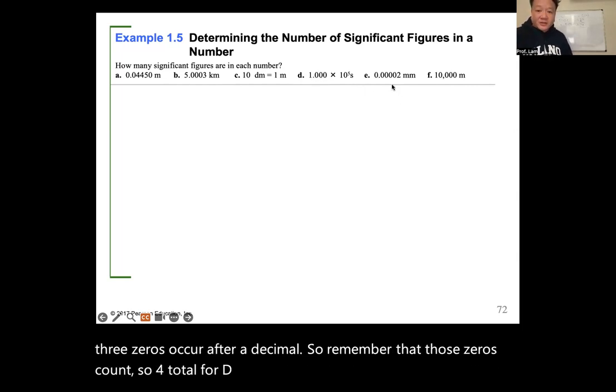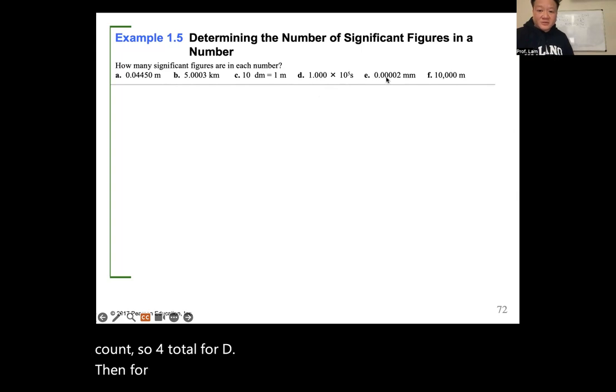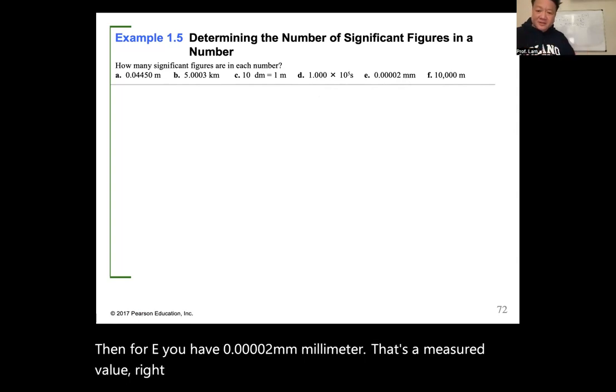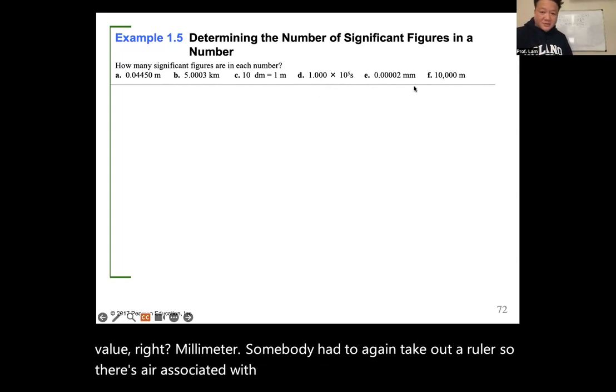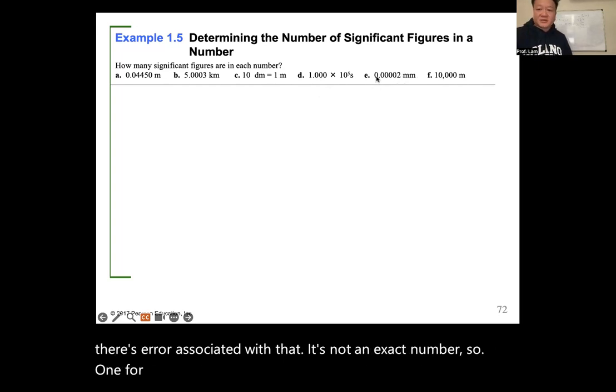Then for E, you have 0.00002 millimeter. Millimeter is a measured value; somebody had to take out a ruler, so there's error associated with that. It's not an exact number. So 1 for E. Why? These leading zeros don't count. Remember, leading zeros don't count.